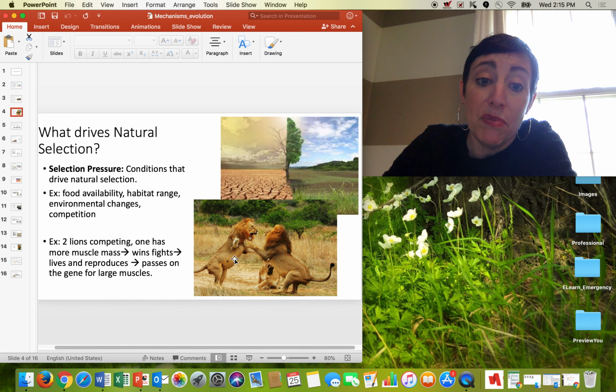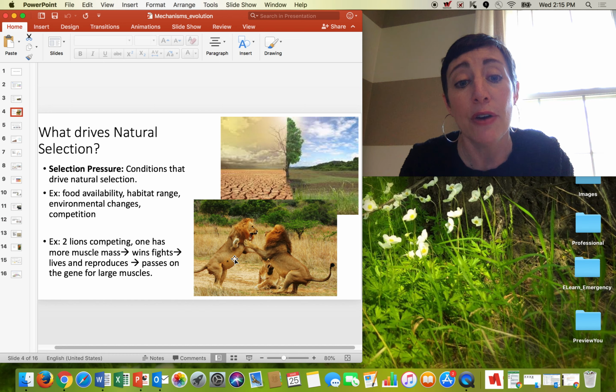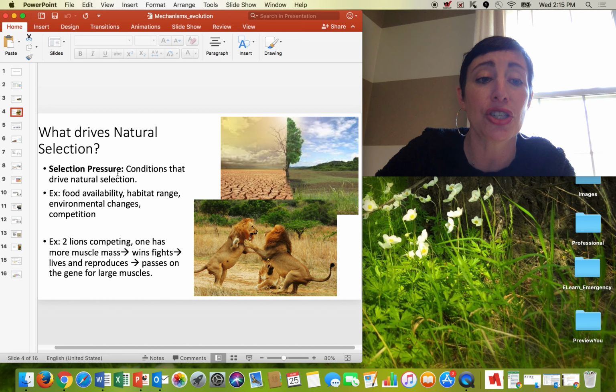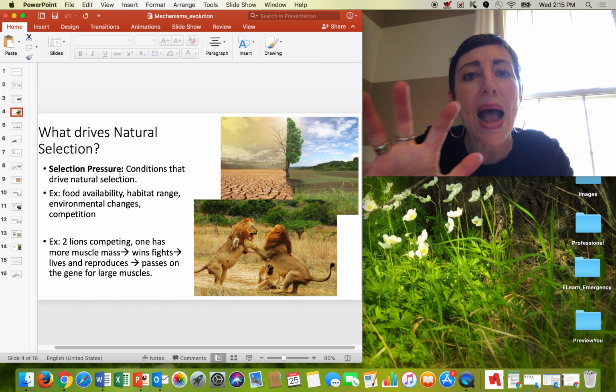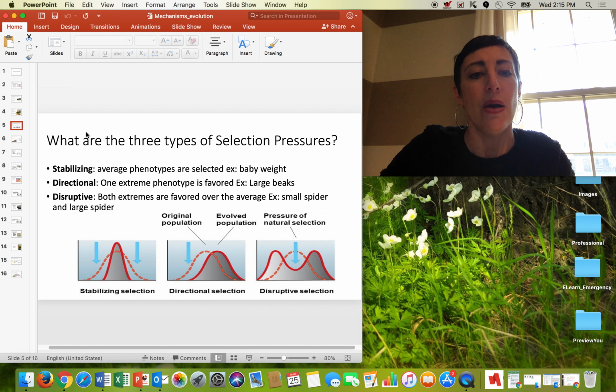Well, the lion with the most muscle mass is going to win the most fights, therefore be able to mate more often, therefore passing on the gene for larger muscle mass. Again, these are called selection pressures. They drive evolution. Okay, what are the three types of selection pressures?